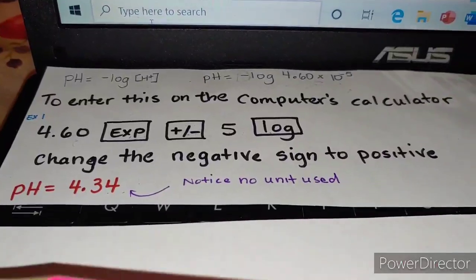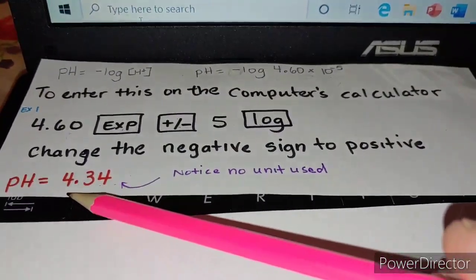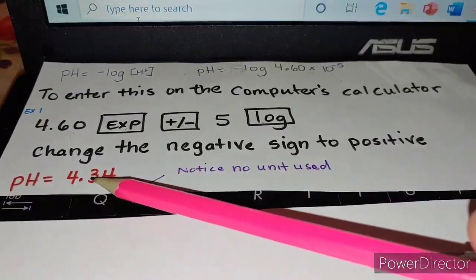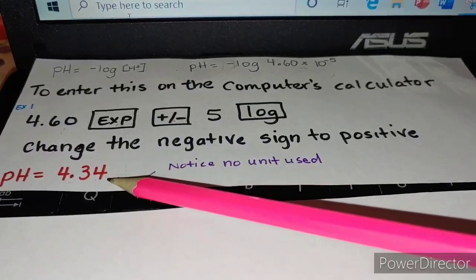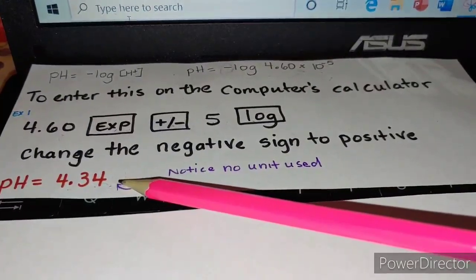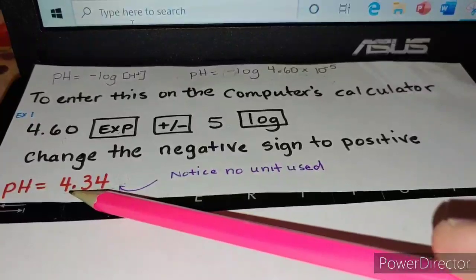Okay, as we write down the answer, we're going to write down pH is equal to the positive 4.34. We're not going to put a unit. In this case, pH does not have a unit. And that's our final answer for finding the pH.